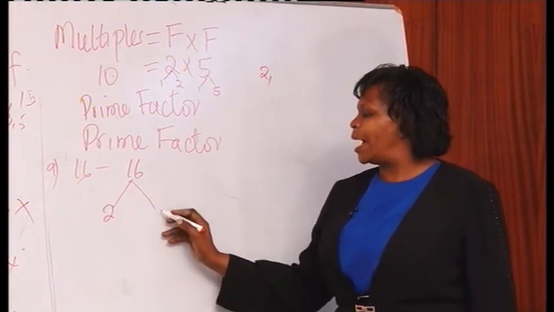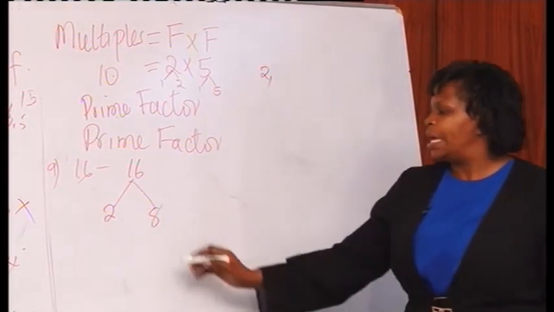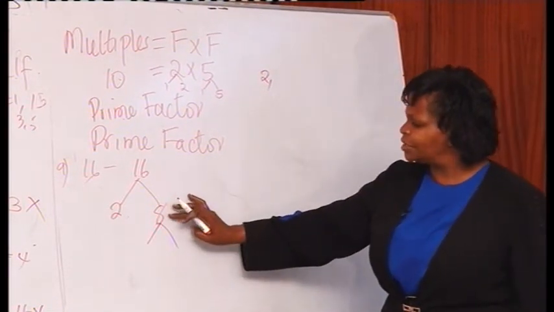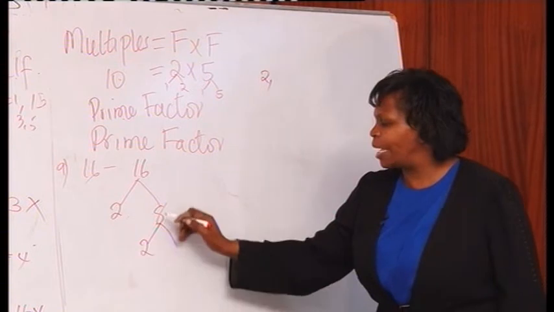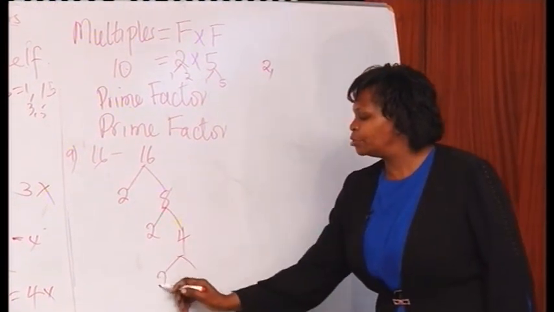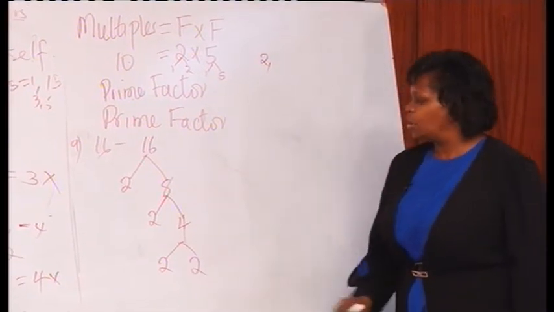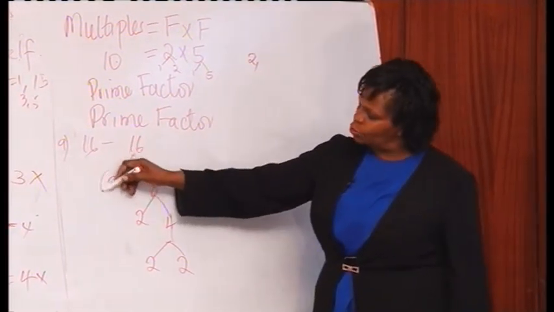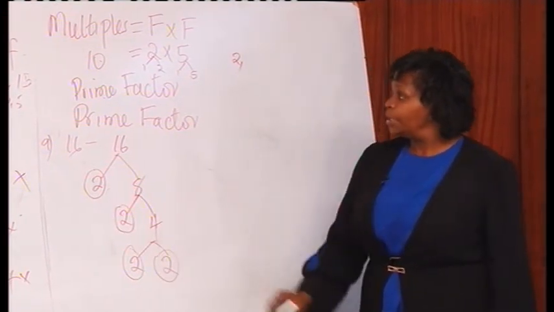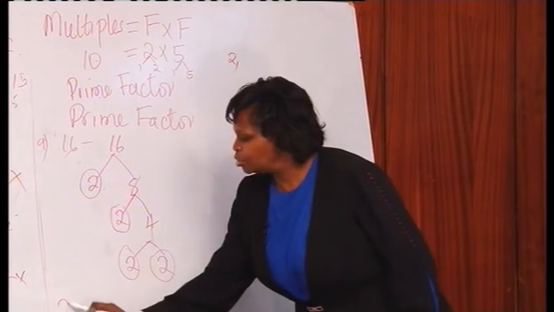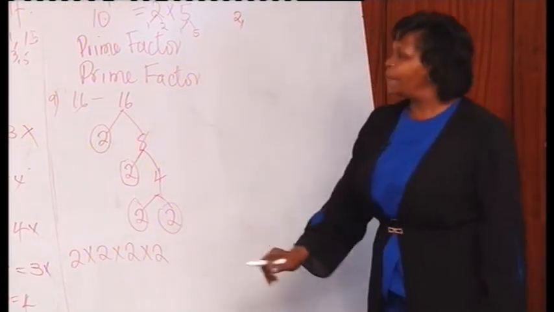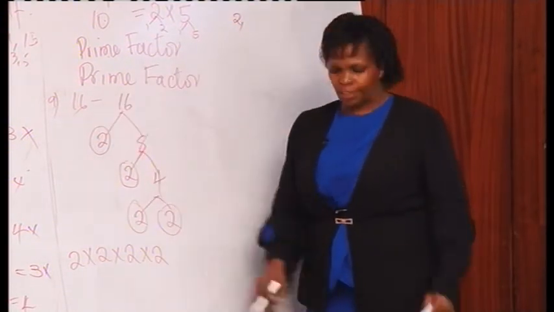So if I divide by 2, I know for sure I'll get an 8. Then I also divide again. I check whether I can still divide this number by 2, and it is true, I can, to get 4. Then I also divide this by 2 again, and I'll get 2. So in other words, I've gotten a 2, which is a prime number, another 2, another 2, another 2. Now 2 times 2 times 2 times 2 are the prime factors of 16.